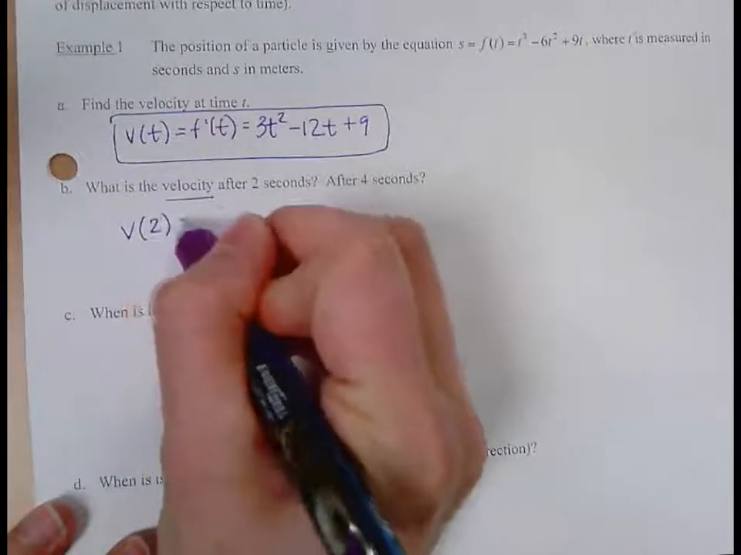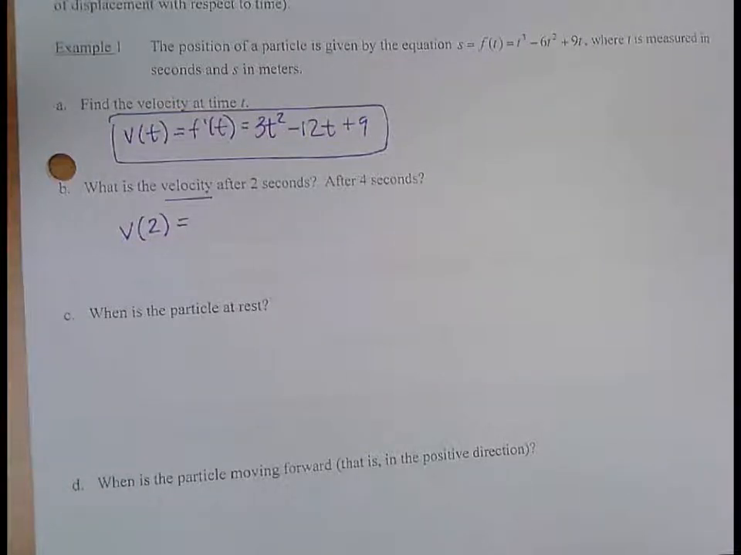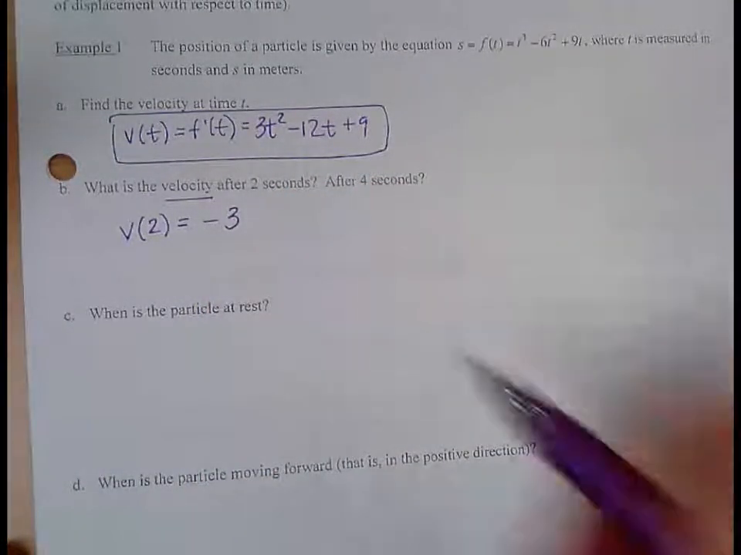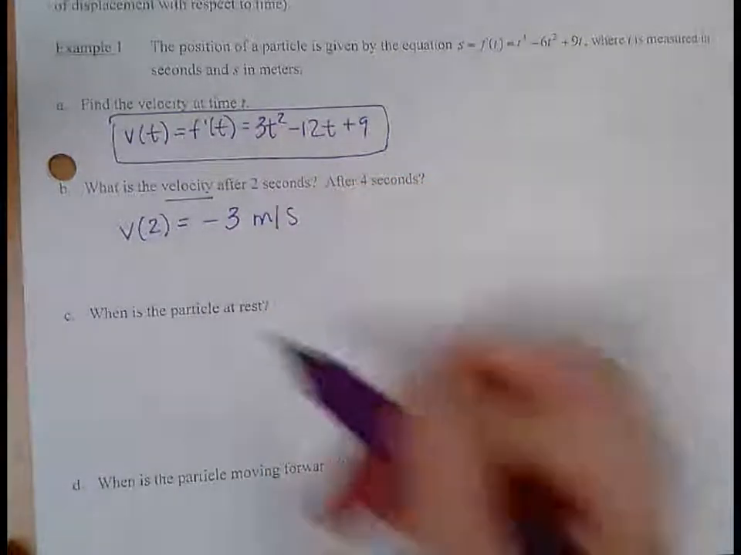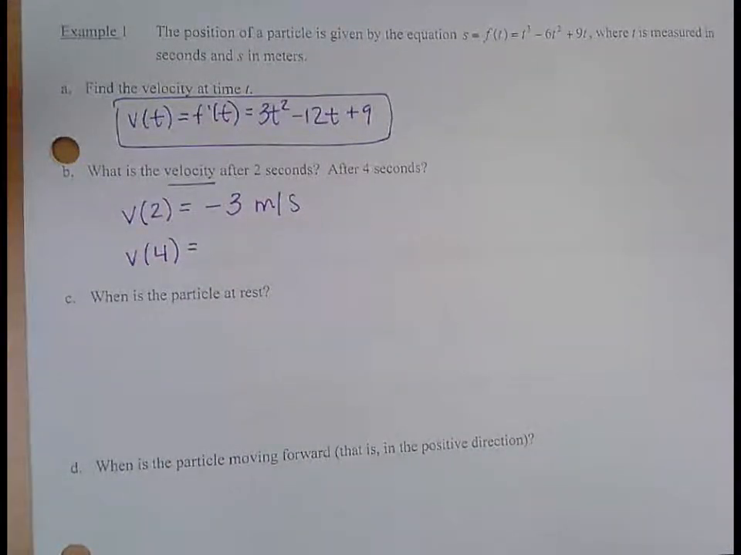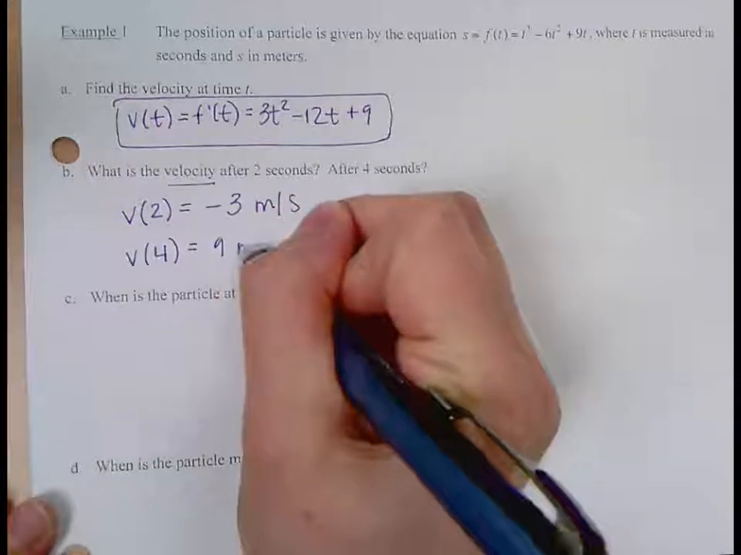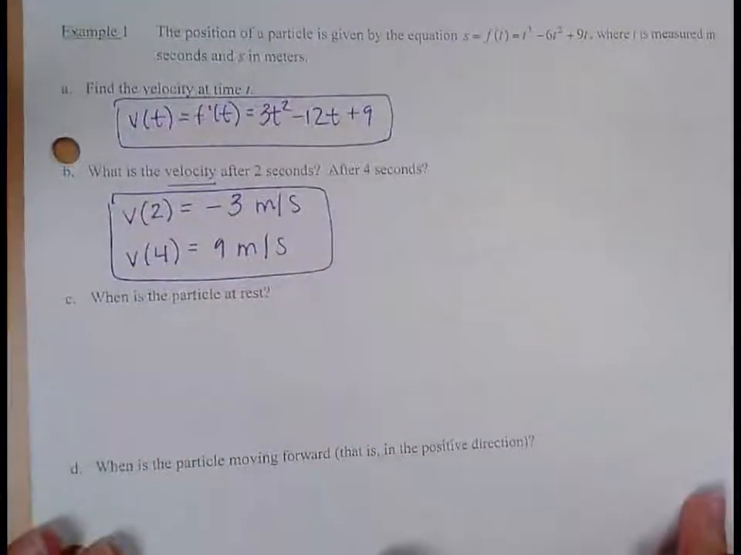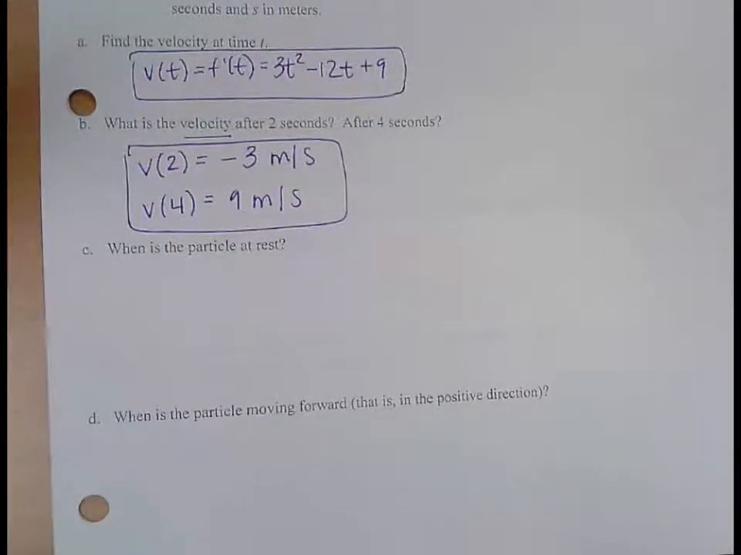So velocity after 2 seconds will be -3. And the units on the velocity would be meters per second. And then velocity after 4 seconds is 9. Okay, those questions we've answered before, not too bad. Not that the other ones are bad questions, but we've answered them before.